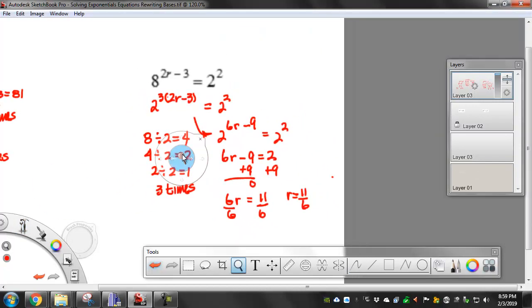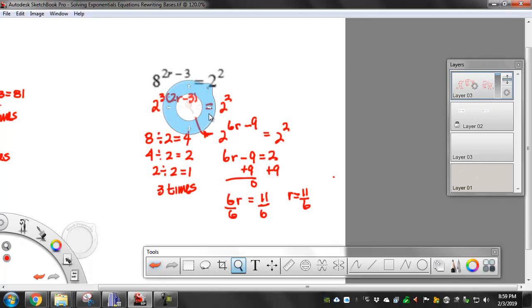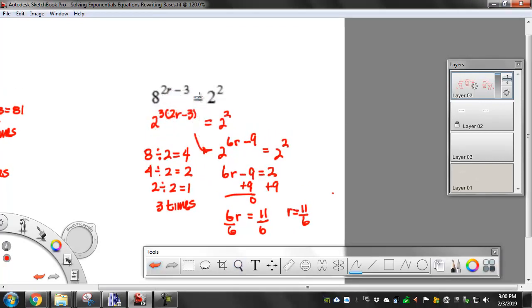You just have to make sure you're still writing both sides with the same base. And then you have to make sure that when you take this newfound exponent, whatever was already there, you have to distribute that to the inside. And once you get your alike bases, you just solve the equation.